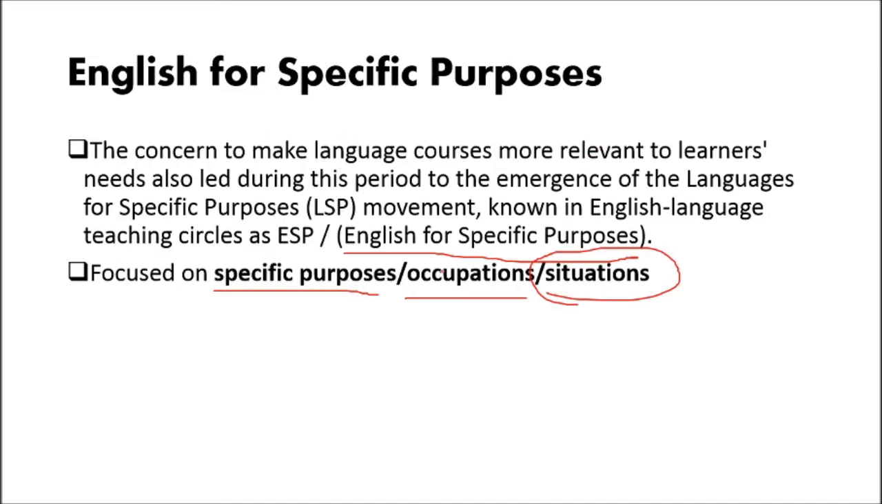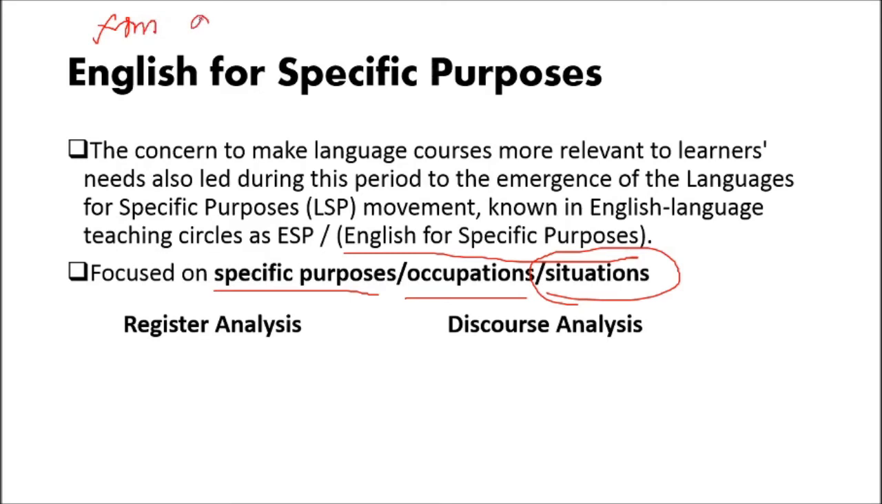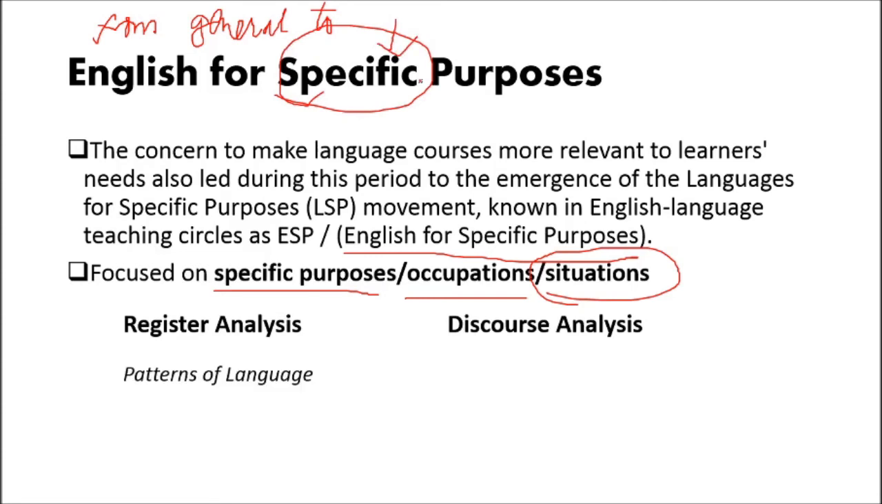Throughout the 1970s, the ESP approach in language teaching drew on register analysis and discourse analysis to determine the linguistic characteristics of different disciplines such as medicine, engineering, or science. A register is a variety of language determined according to its use. Register analysis studies the language of such fields as journalism, medicine, or law for distinctive patterns of occurrence of vocabulary, verb forms, noun phrases, and tense usage.